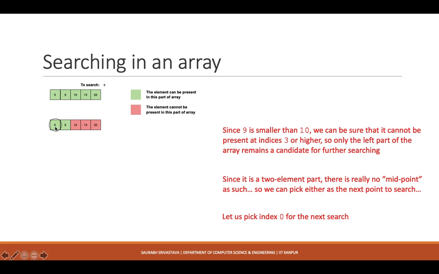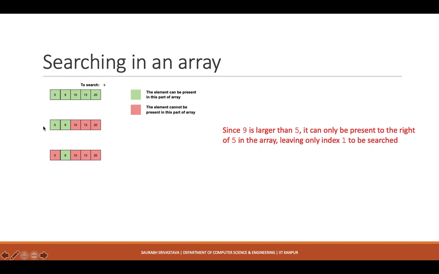Now since 9 is greater than 5, and I know it is index 0, there is nothing on the left of index 0. But just assume that if this was some other index and I had compared 9 with it, and I figured out that this value is less than 9, I can surely say that 9 cannot be in this part, because 5 is already less than 9. It can only be on the right side. So now I have discarded everything on the left of 5 as well as 5, as they cannot have 9. So now I only have one element left.